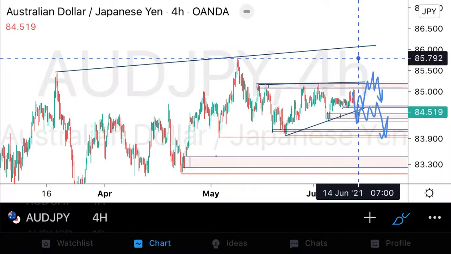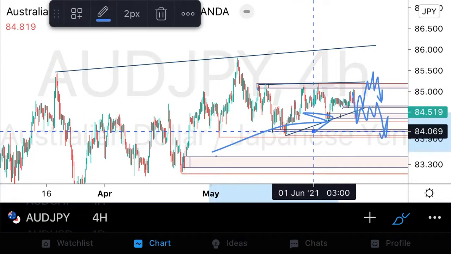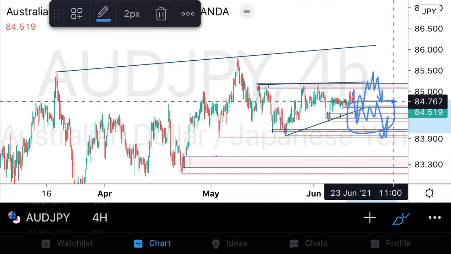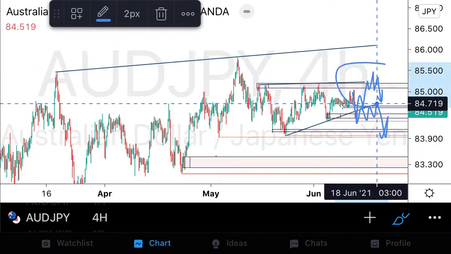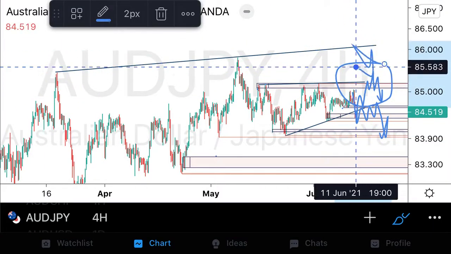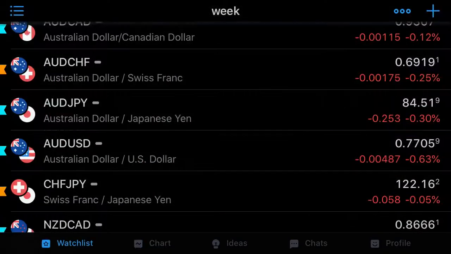That's the directional bias for AUDJPY over the course of next week. We are looking to jump into those selling positions, waiting for either those continuation structures to form outside of our corrective structure, or for those reversal structures to form at the top at our key resistance area. Let's go on to the next pair.